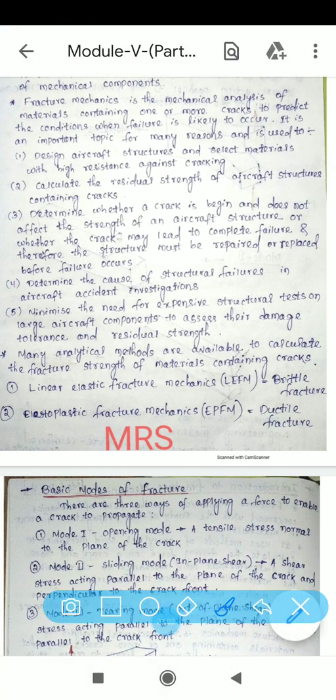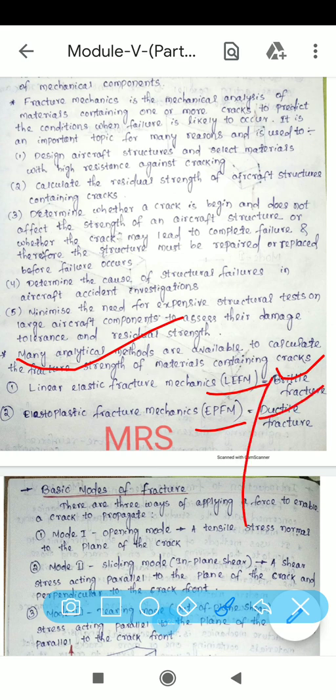Many analytical methods are available to calculate the fracture strength of materials containing cracks. Generally there are two methods. One is LEFM, the second is EPFM. LEFM, linear elastic fracture mechanics, is generally used for brittle material, and elastoplastic fracture mechanics is generally used for ductile material.